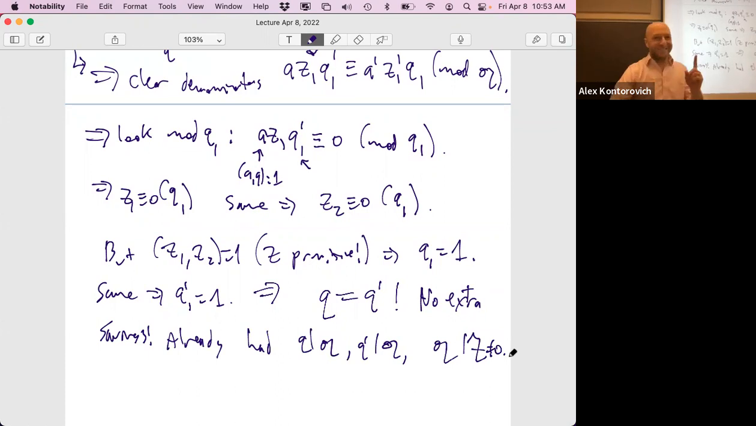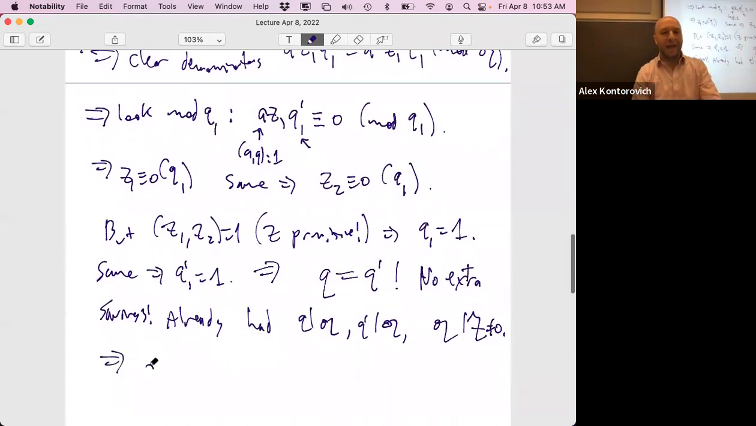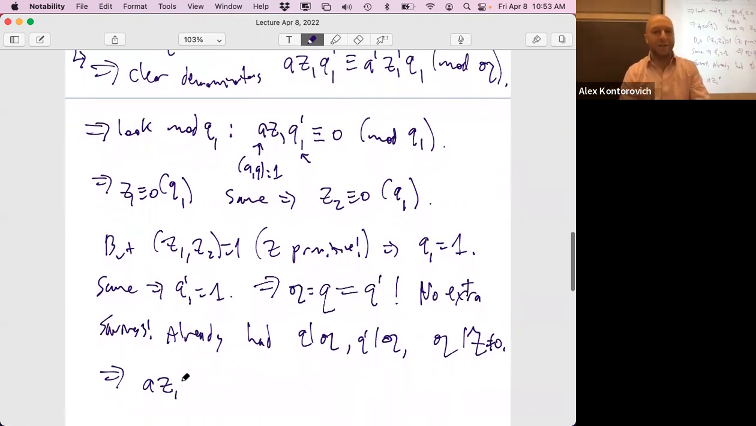But you see, I'm trying to show you, you just have to keep fighting this thing. Let's go all the way back here. If Q and Q prime are the same, then we get that AZ1 is congruent to, by the way, if they're the same, then their LCM and their GCD is the same, so this is also equal to frac Q. So now I have AZ1 times 1 is congruent to A prime Z1 prime times 1 mod frac Q. There's only one Q floating around.